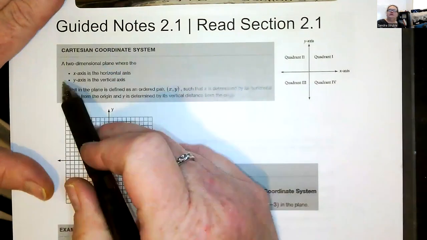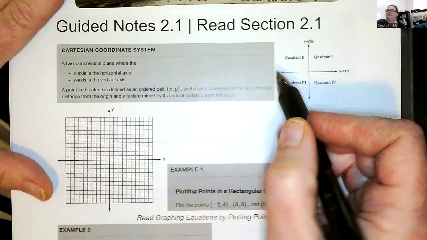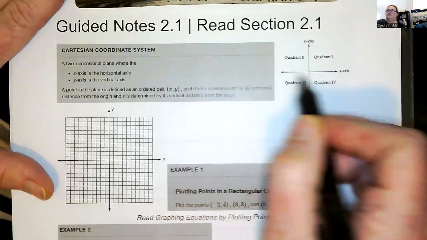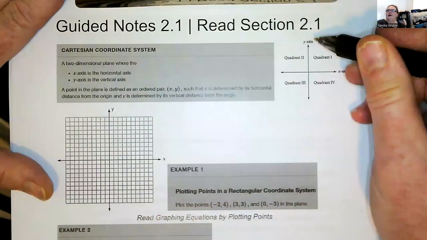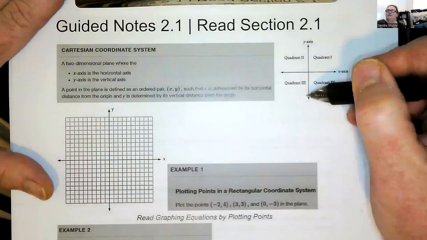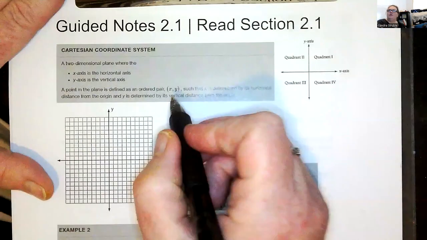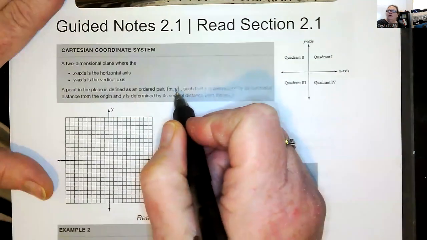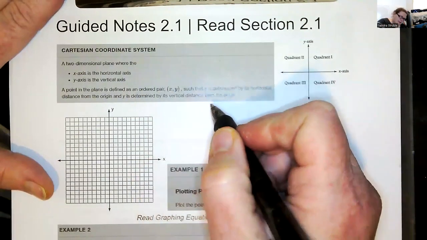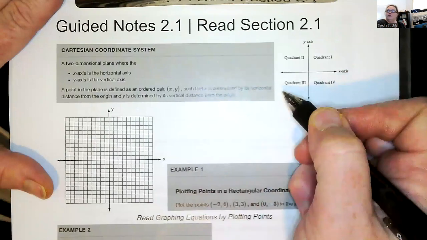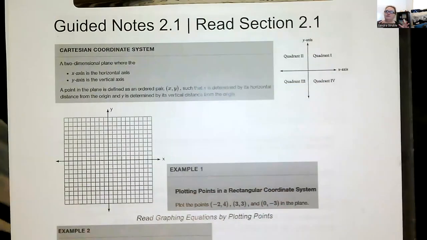Cartesian coordinate system. It's a two-dimensional plane where the x-axis is the horizontal axis and the y-axis is the vertical axis. A point on the plane is defined as an ordered pair with coordinates x and y. What does it say? Such that x is determined by its horizontal distance. So if you're looking at the first value, it decides whether you're moving left or if you're moving right. And then the y value decides if you're moving up or if you're moving down.